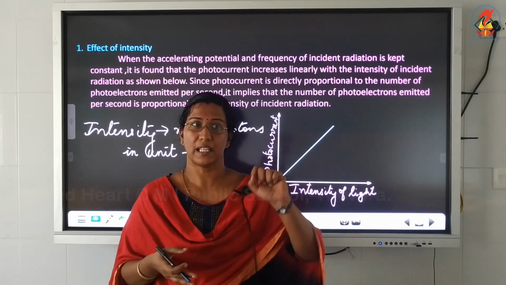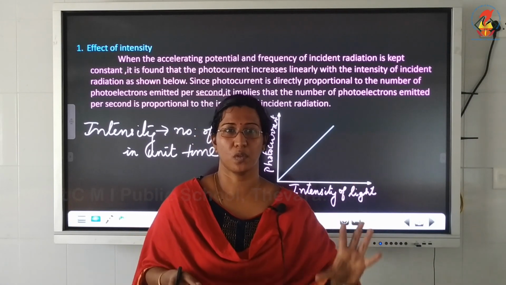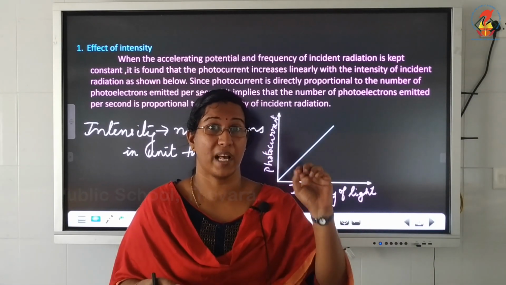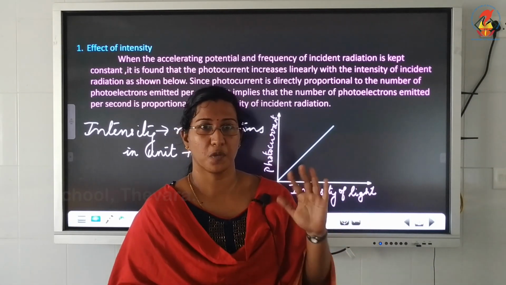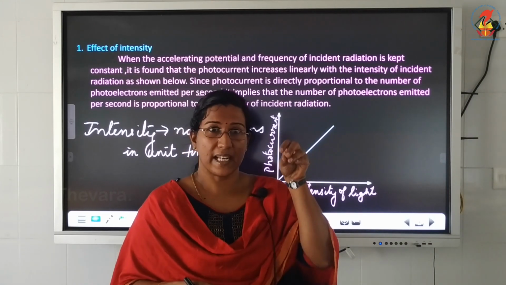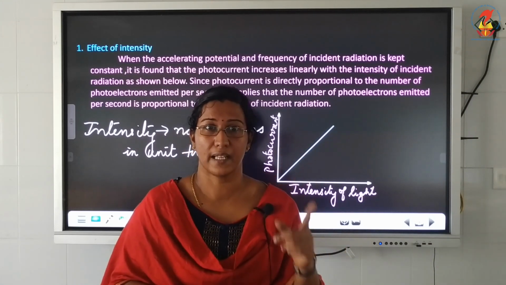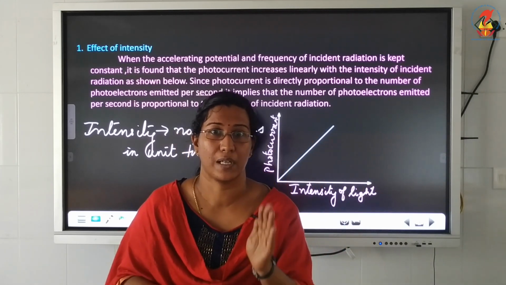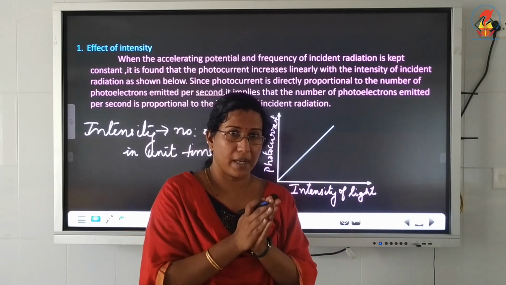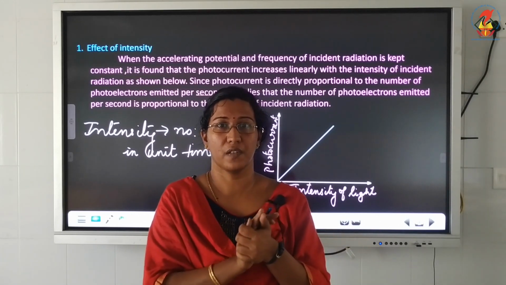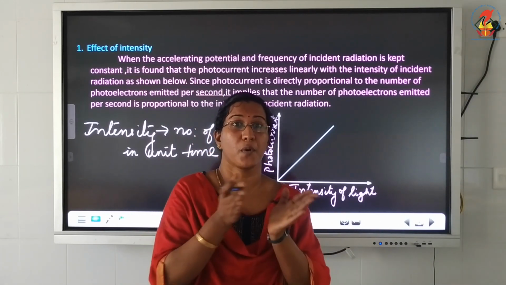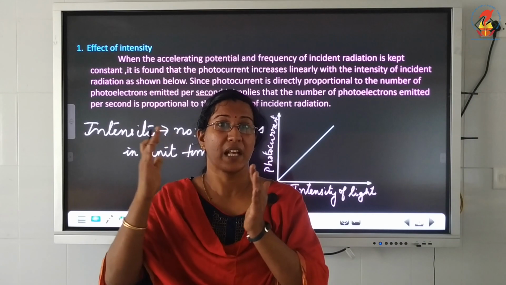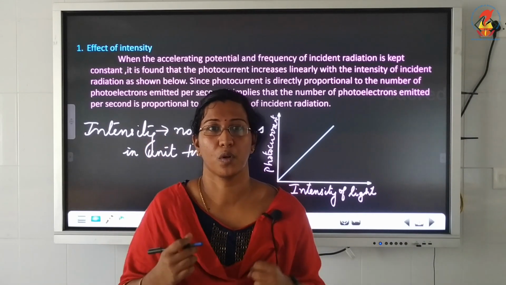So when I am varying the intensity from 1 candela to 2 candela, 3 candela, etc., what happens? The intensity is varying, which means the number of photons hitting the metal surface is increasing. And if those photons have a definite amount of frequency, then depending upon the number of photons hitting the surface, that many electrons are produced, which will move towards the collector and produce the photocurrent.